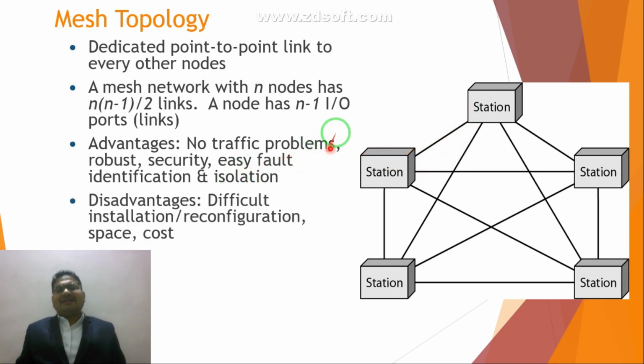But the disadvantages of this topology are the installation and reconfiguration, the space it requires, the cost, everything. Guys, practically it is very difficult. It is possible for a small network. But for an internetwork, if I am going to communicate with all of you, is it possible to have a dedicated link with each of you? No, it is not possible. Practically, it is impossible, right? From the point of view of space, configuration, and cost, it is not possible.